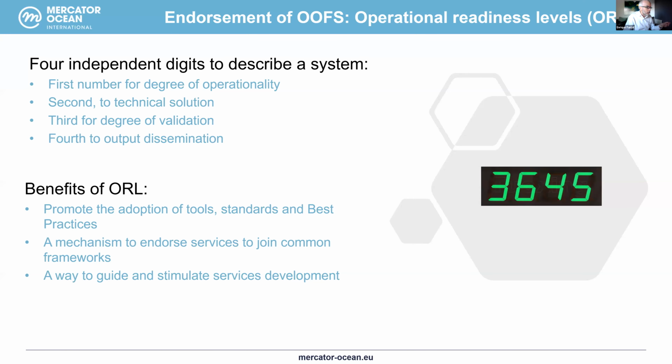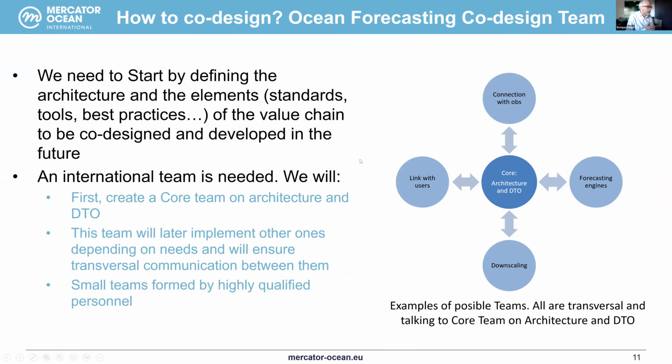It's a mechanism to endorse services to join a common framework. One of these joint common frameworks could be these digital twins, I explained it before. And it's a way to guide how to and to stimulate the service development. So maybe you are excellent on data dissemination, but you see, thanks to this index, that you are not as good as you believe in operationality. And then you are interested in improve your operationality.